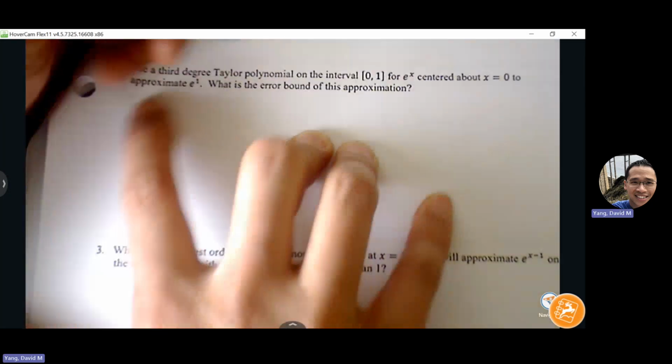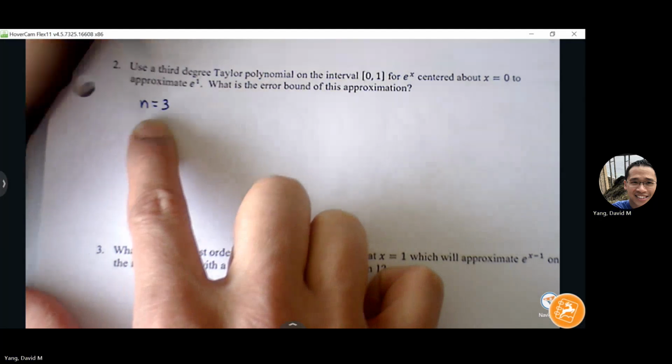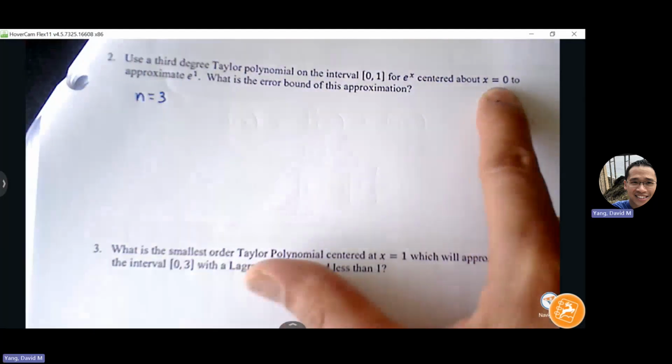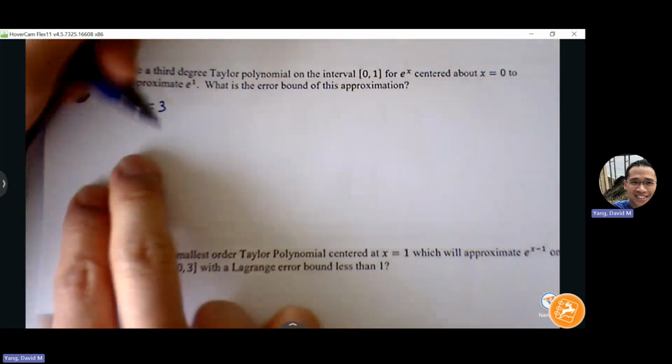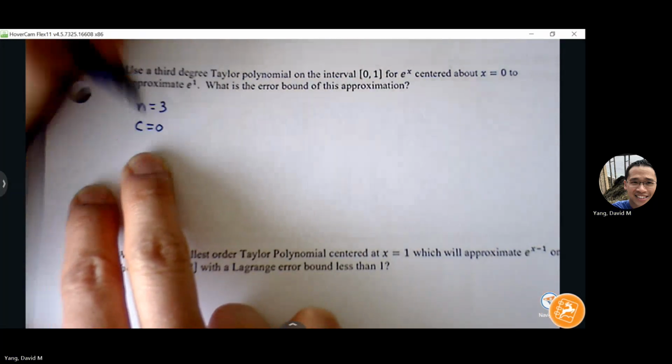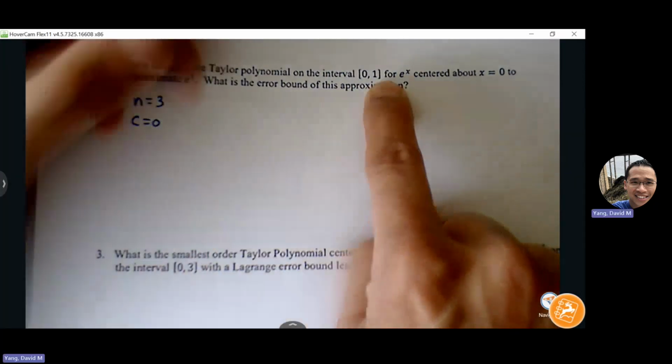gather as much information as I can. Third degree Taylor polynomial. I know that my n is 3. Centered at x equals 0. It says x equals 0, but this is really what value? That's really the c value. So let's just say c equals 0, which means our x value is what? 1, yeah.